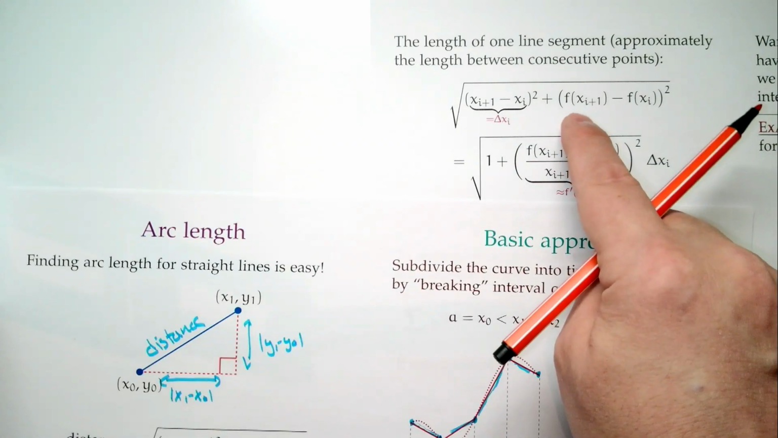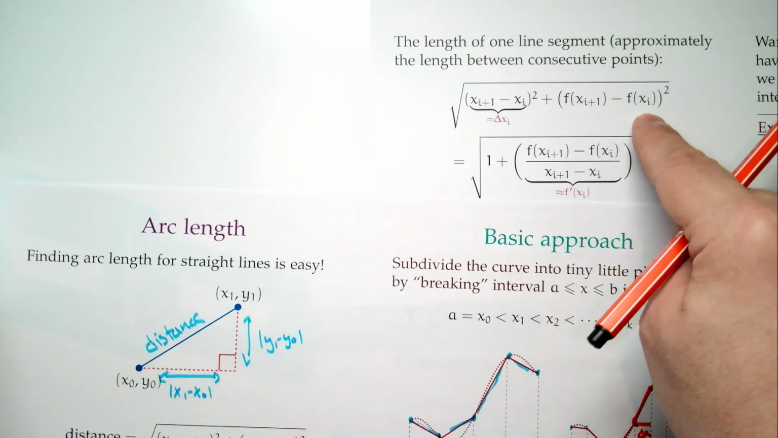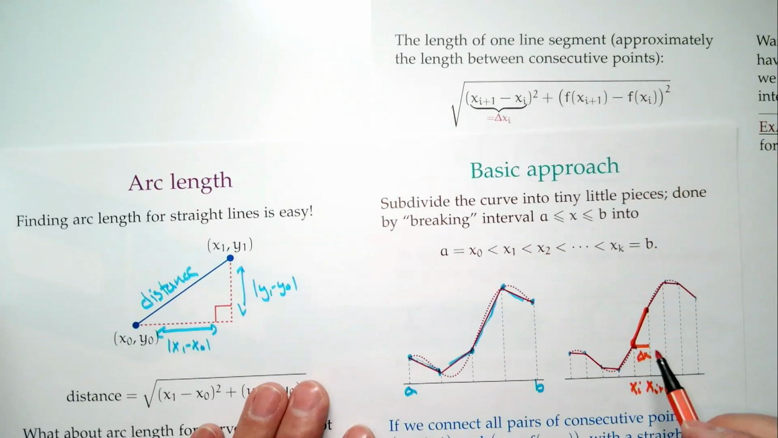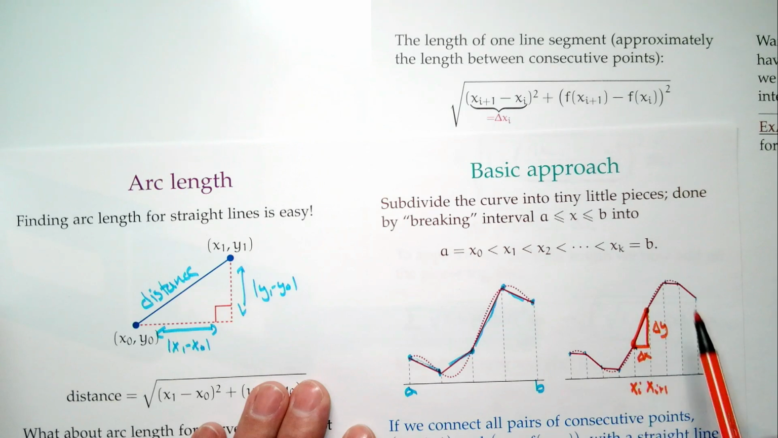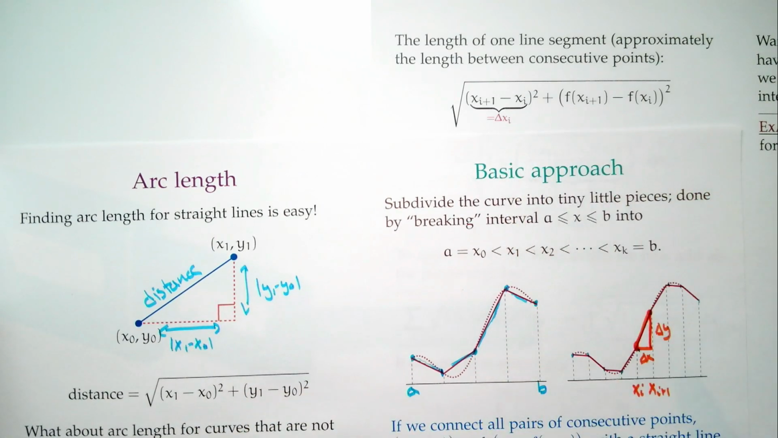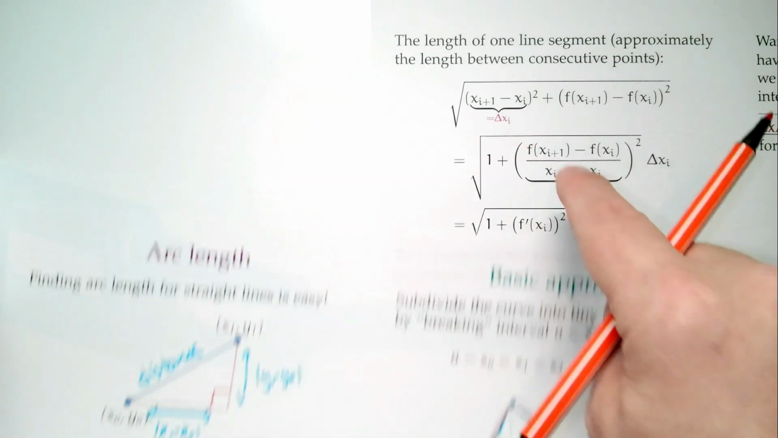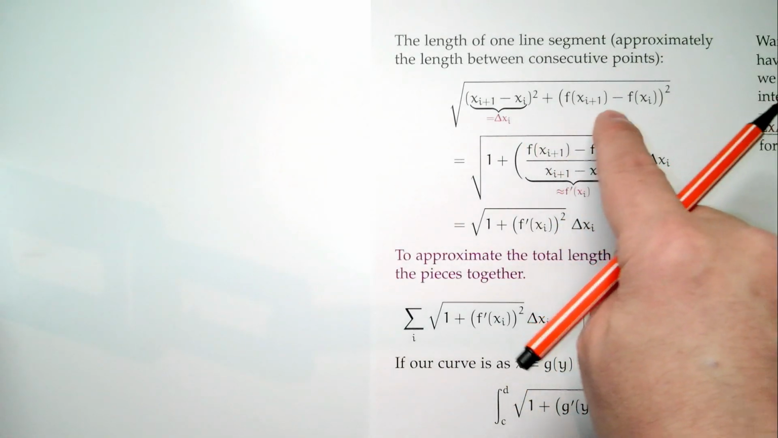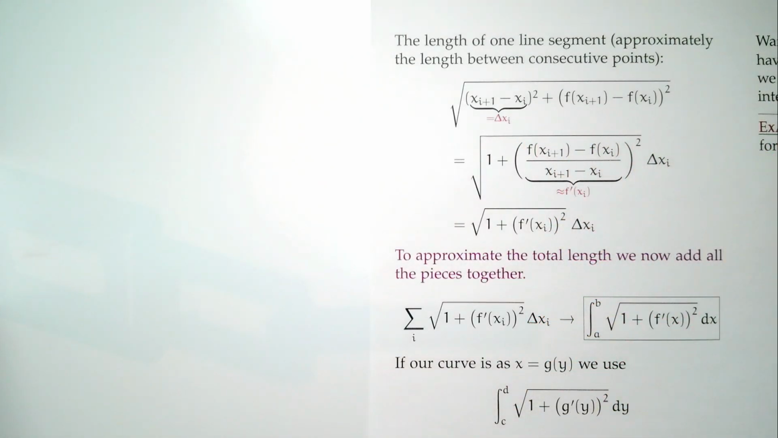Then you have the f(x_{i+1}) minus f(x_i). And what that is, that's the change over here. That's your change in your y. So the x_{i+1} minus x_i, the f(x_{i+1}) minus f(x_i). And we're after the straight line segment, so we apply our distance formula. We get the square root of (x_{i+1} minus x_i) squared plus (f(x_{i+1}) minus f(x_i)) squared.